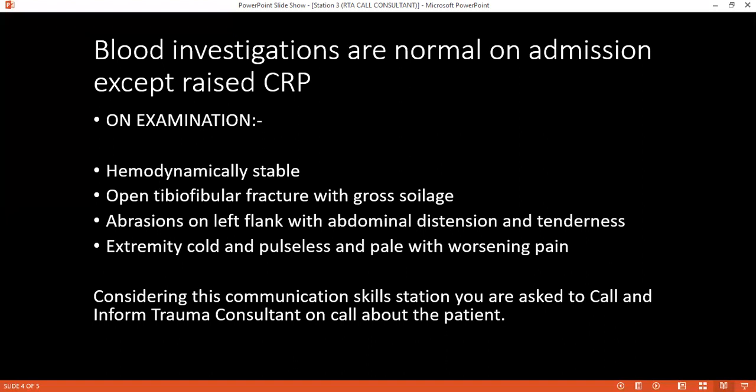No, the vascular surgeon one is different. This is the trauma surgeon consultant. You have to call and inform about the patient, because the patient has come with trauma after RTA.